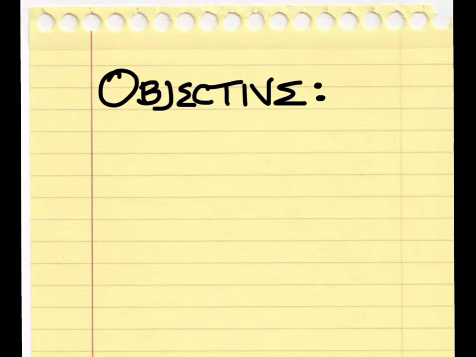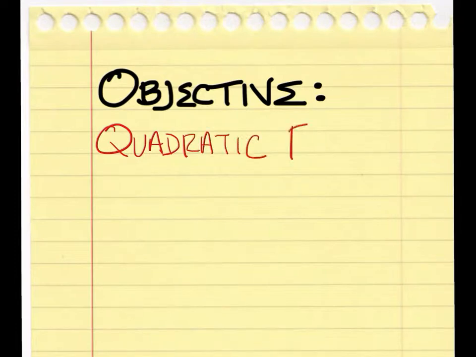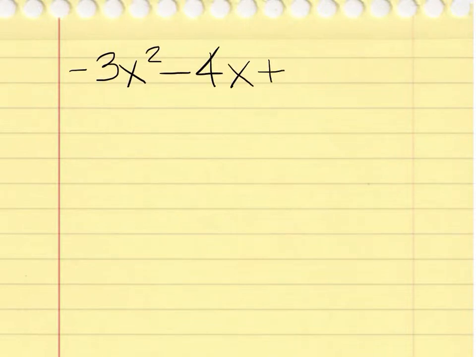The objective today is the quadratic formula in review for the test tomorrow. And tomorrow, before you take your test, you'll have the math tournament as well. The problem is negative 3x squared minus 4x plus 11 equals 0. What do I do first?